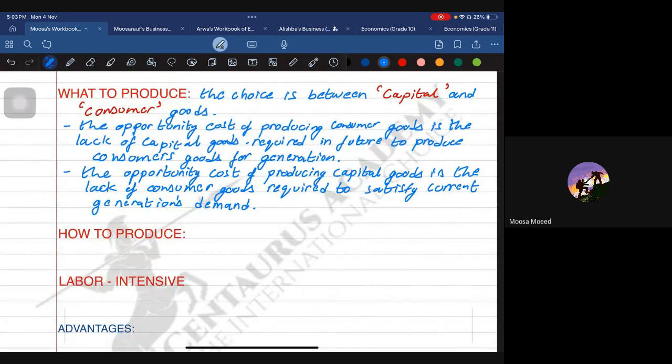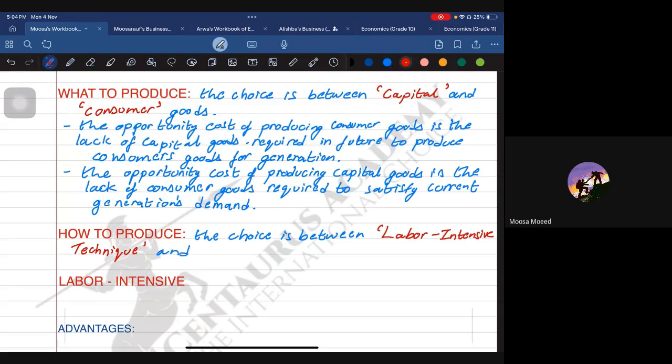Second is how to produce. The choice is between labor intensive technique of production and capital intensive technique.